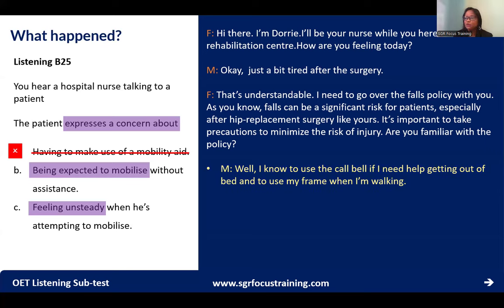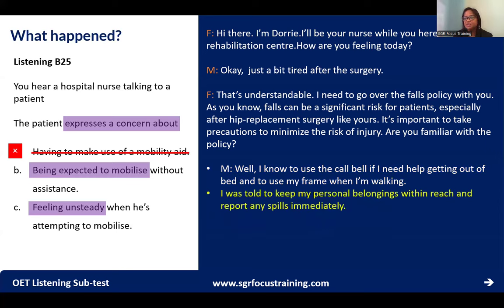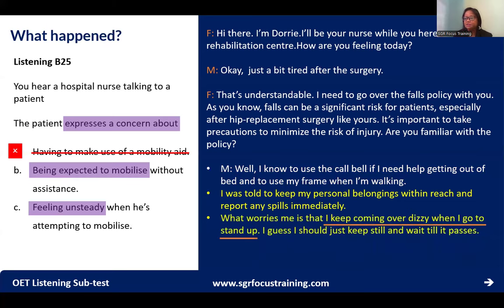So we continue listening. The patient then said, "I was told to keep my personal belongings within reach and to report any spills immediately." There's nothing in our option B and option C which requires talking about personal belongings. So that means we can then continue listening. So the patient then said, "What worries me is that I keep coming over dizzy when I go to stand up. I guess I should just keep still and wait until it passes."